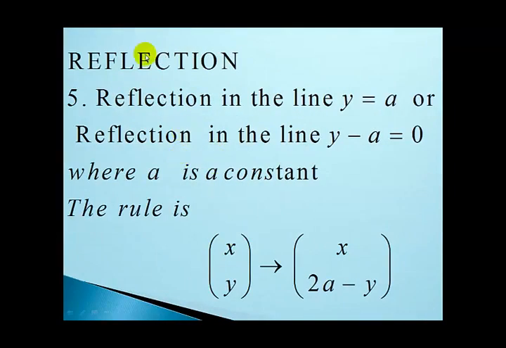Now we have reflection in the line y equals a, or reflection in the line y minus a equals 0, where a is a constant. Now the rule is xy maps to x, 2a minus y. That is, the x coordinate remains the same, but the y coordinate now changes to 2a minus y, where a is a constant. So we multiply 2 by the constant a given, then we subtract the y coordinate from it, and that will give us the new y coordinate. So xy maps to x, 2a minus y.